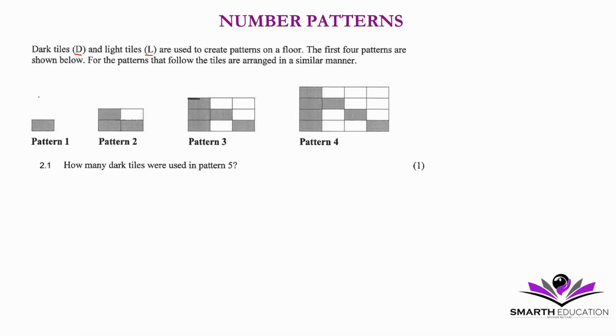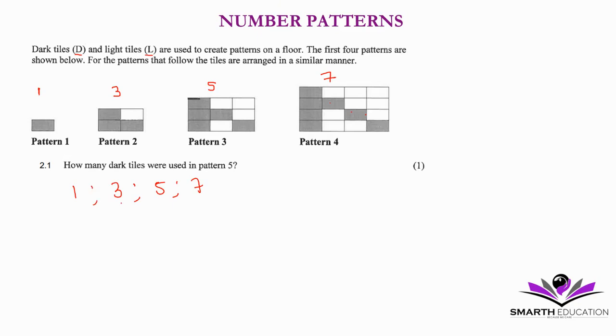Right, let's check the number of dark tiles here. So we have 1 in the first pattern, 3 in the second pattern, 5 in the third pattern, 7 in the fourth pattern. So how many tiles were used in the fifth pattern? Let's check here. We have 1, 3, 5, 7.